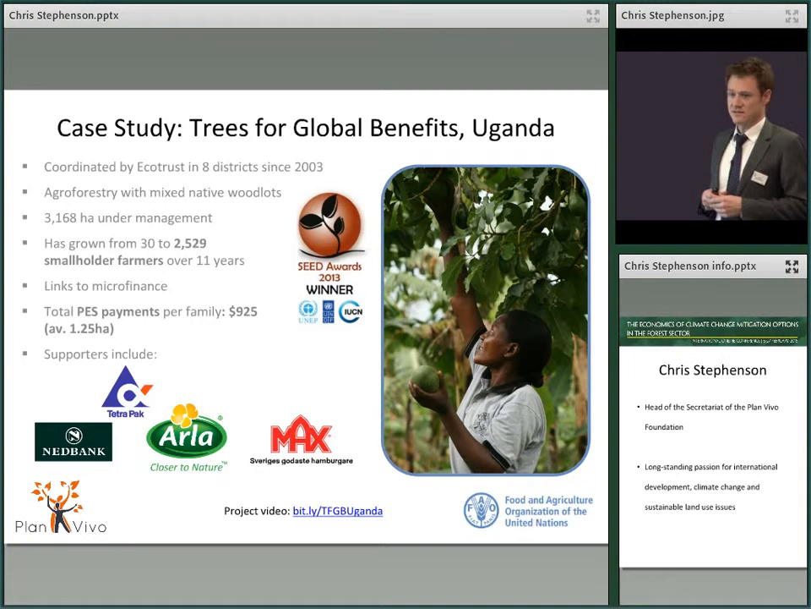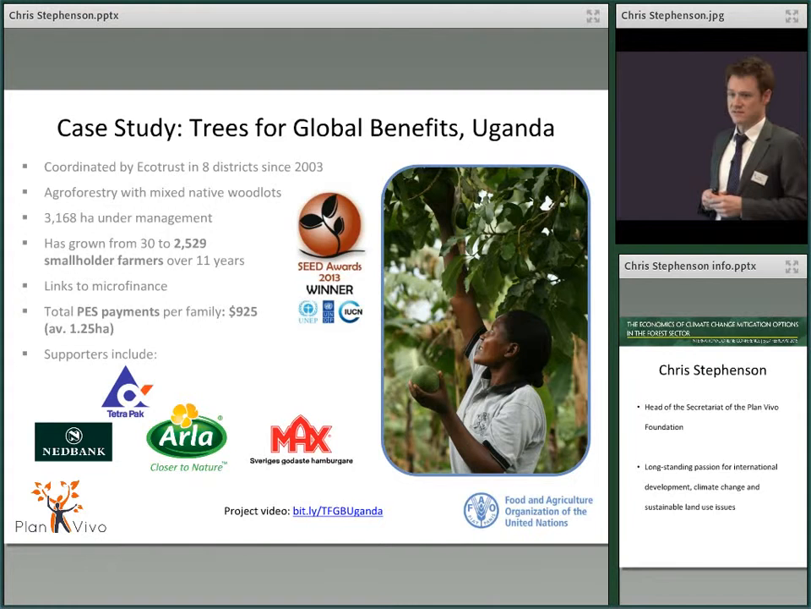It's one of our most successful projects and was recently awarded the Seed Awards prize. And this is coordinated by a group called EcoTrust since 2003. It's an agroforestry project with Maesopsis, Albizia, Milicia excelsa trees, and these are done in mixed native woodlots. There's currently around 3,000 hectares under management and around 2,500 smallholder farmers, and it's scaled up quite rapidly over the last 11-12 years.